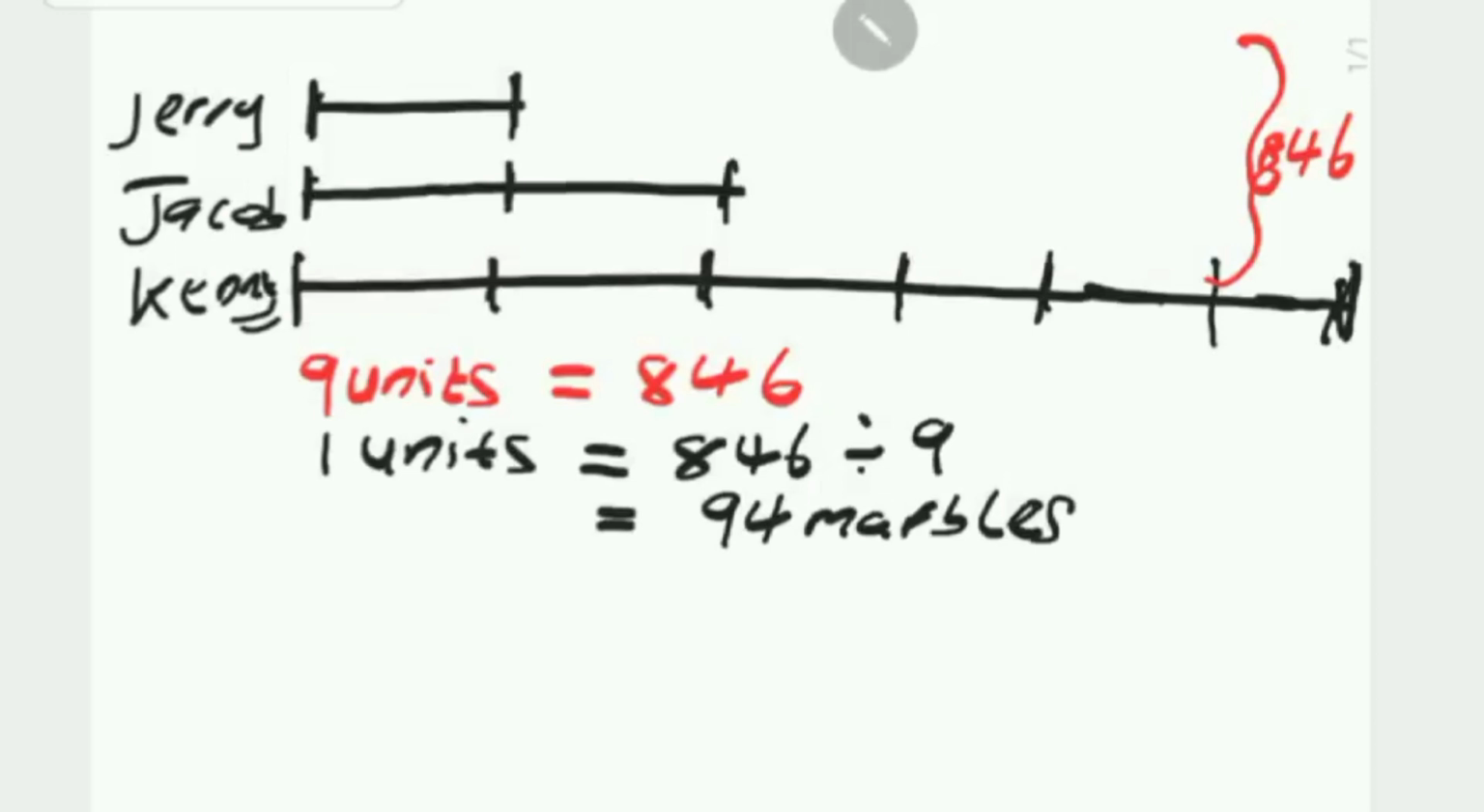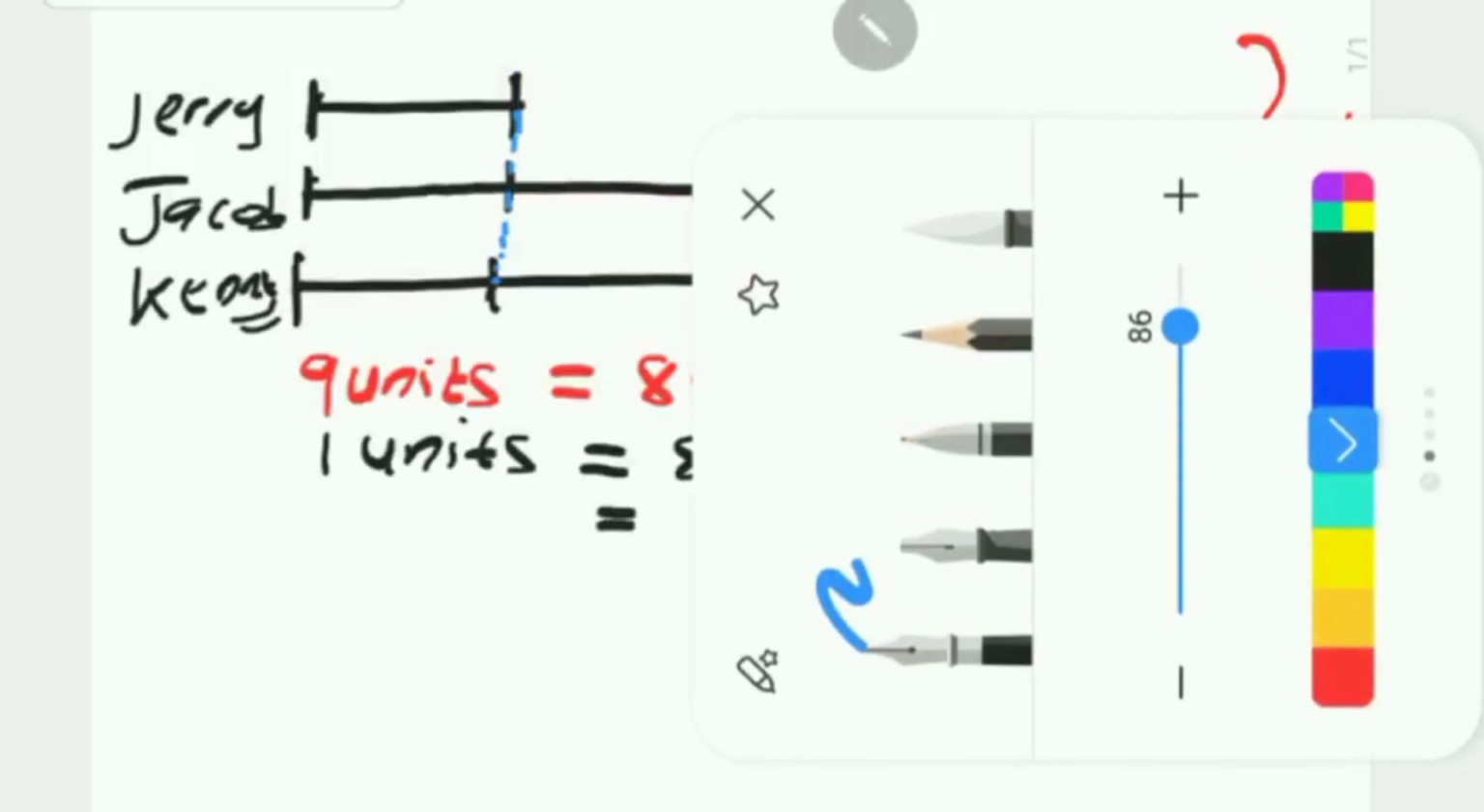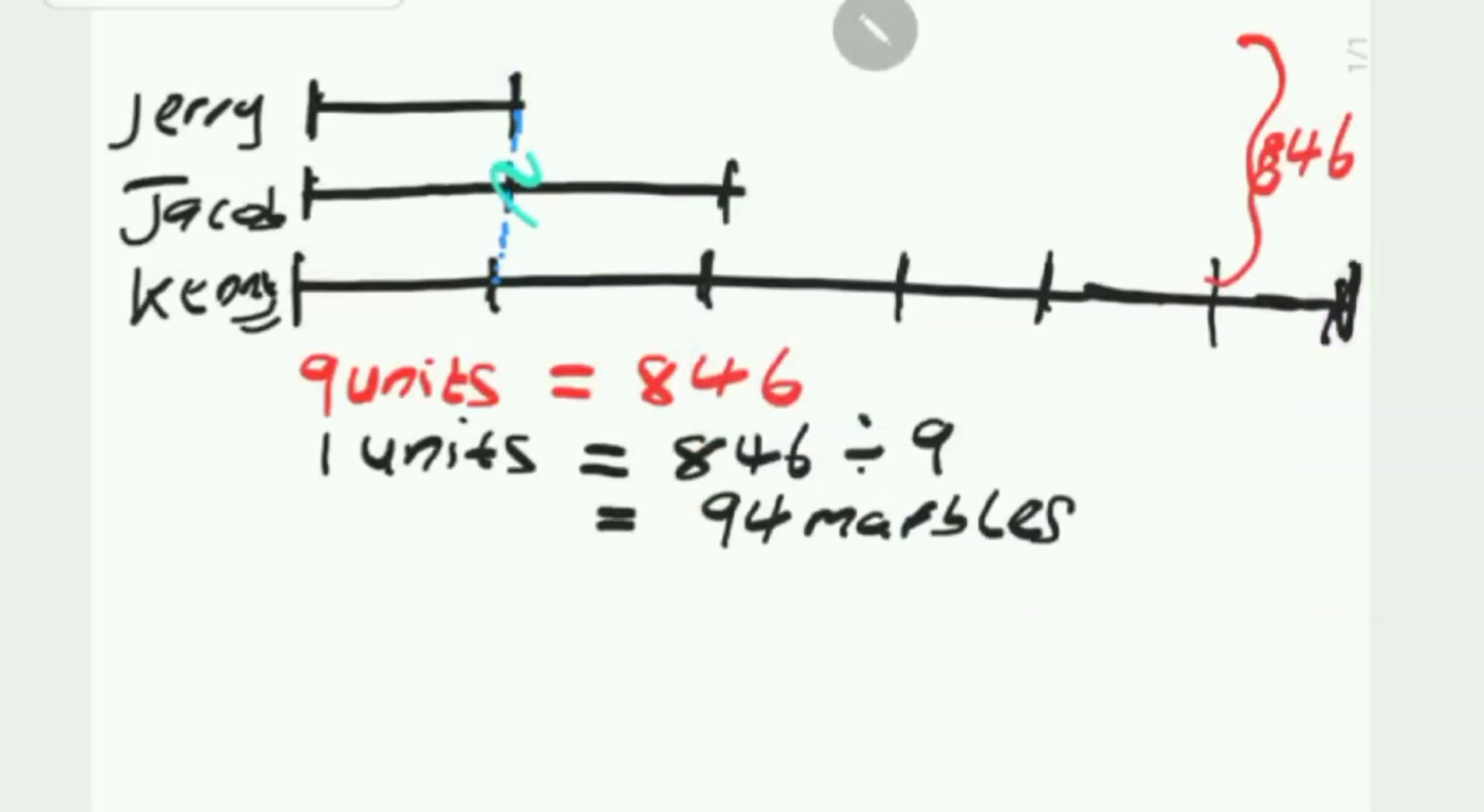We could see from the diagram, how many more units does Kenny have than Jerry? Yeah, you're right. Kenny has 5 more units. You could see from the diagram that Kenny has 5 more units than Jerry. That's what we are looking for, that part, 5 more units than Jerry.